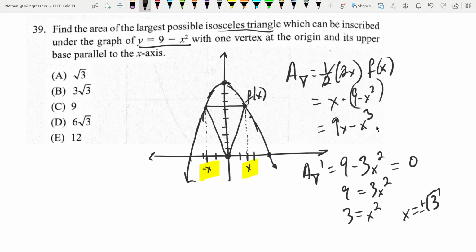So the actual area, right? We're trying to find the area. So A looks tempting, but that's not what we want. We want to find the area. So the area is plugging this thing in with root 3. So we're going to get 9 times root 3 minus root 3 cubed, which is root 3 squared times root 3. It's going to be 3 root 3, which is just 6 root 3. So that's the area we're looking for, and that's D.